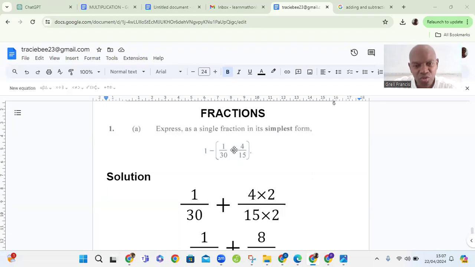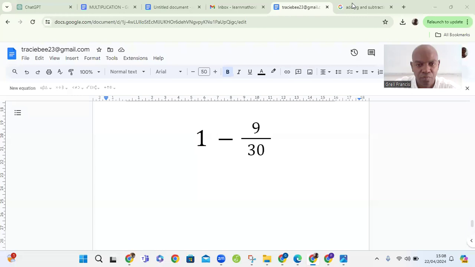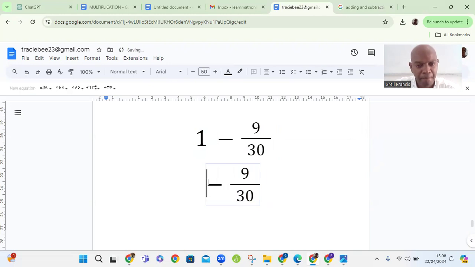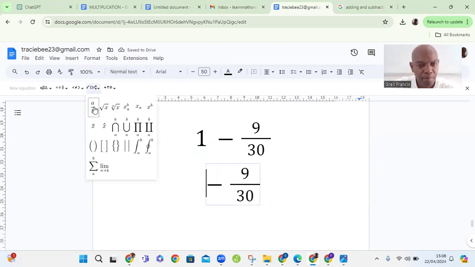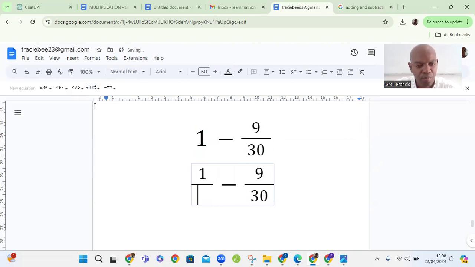Now remember, we've got to subtract this from 1. So we're going to do 1 minus 9/30. So now we are subtracting a fraction from a whole number, and we can make that whole number, which is 1, as a fraction, put it as 1/1. So we have 1/1 minus 9/30.